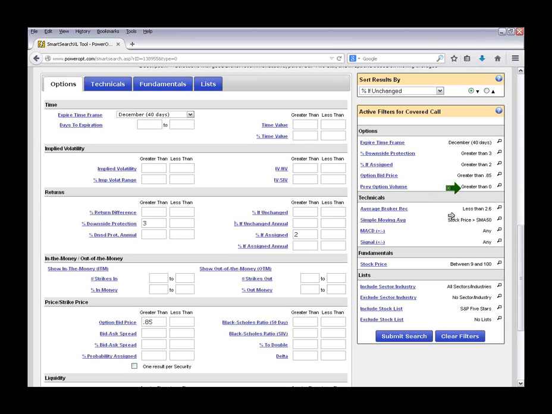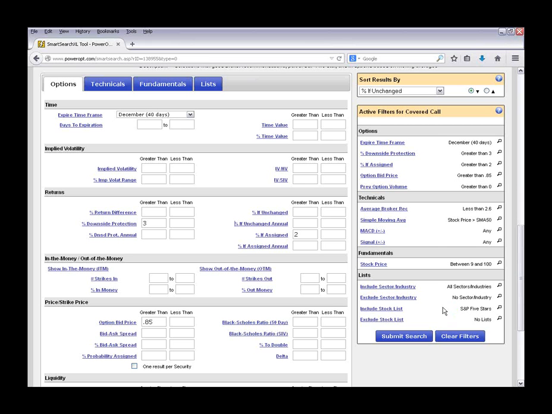So this is just a default here, but let's go through the rest of them. In the technicals, remember this was that advisor and broker recommended, so we're looking for an average broker recommendation of less than 2.6. We're looking for stocks trading above the 50-day moving average. The fundamentals, we're only looking for stocks trading between $9 and $100 per share. We haven't put in anything else. And in addition to that, we're specifically looking for stocks that are in the S&P 5-star lists.